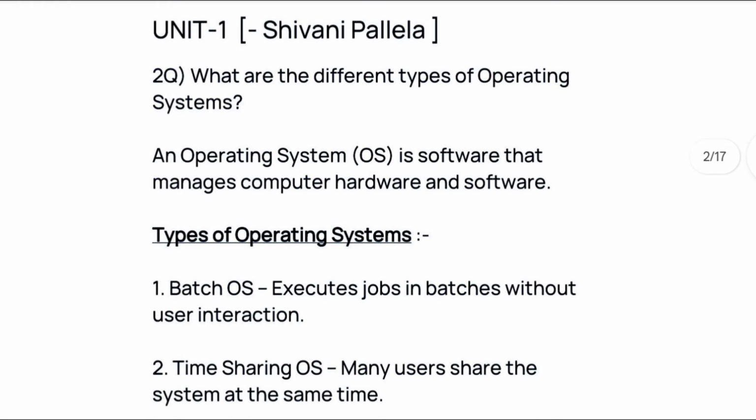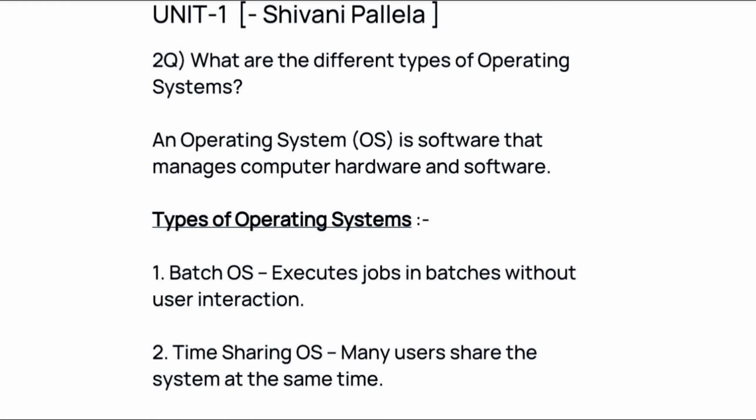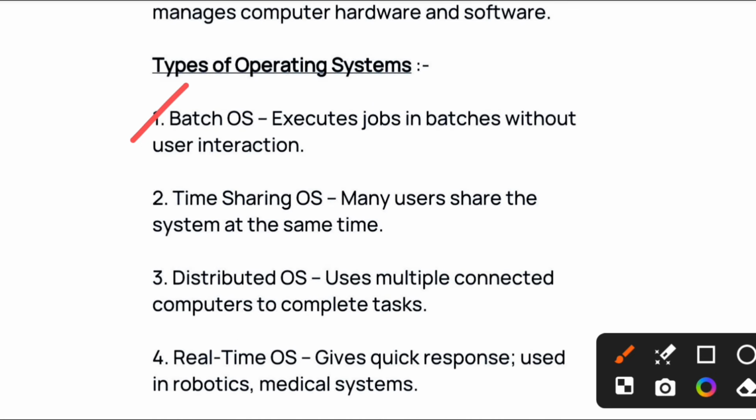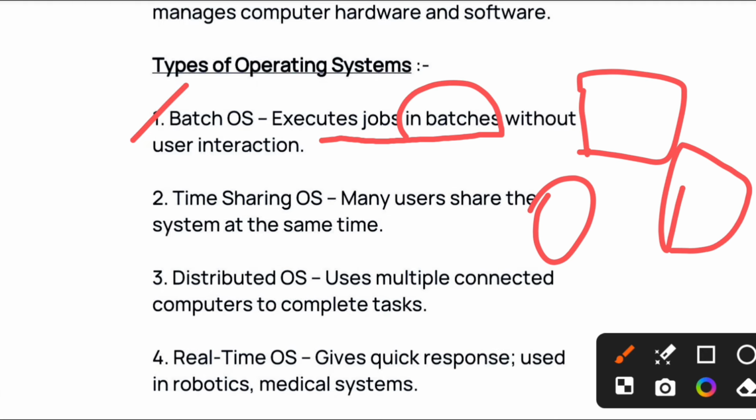Okay, second question: what are the different types of operating system? So what is meant by operating system? Whatever hardware and software you are having, it will manage your computer hardware and software. An operating system is software which manages your hardware system and software system. In this, the first type is the batch operating system. What it will do is execute jobs in batches, like first batch, second batch, like that. Okay, so that is one.